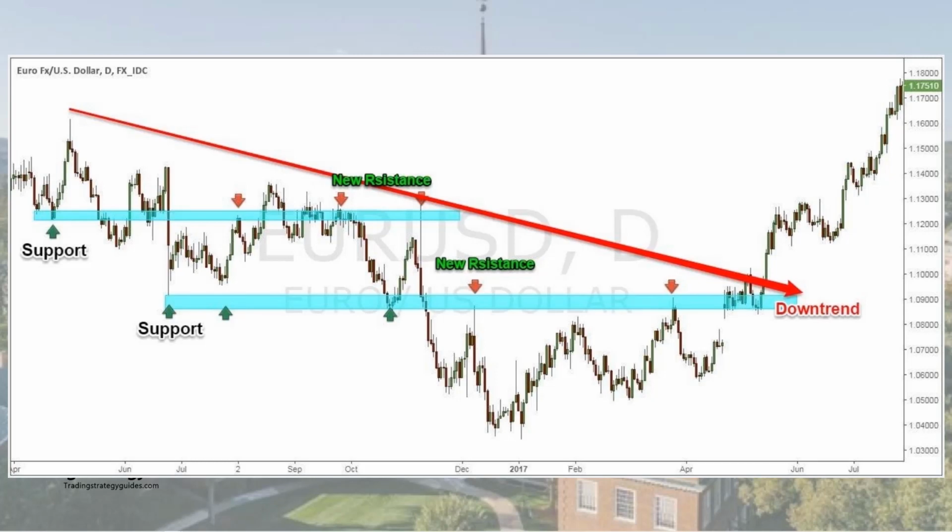Let's look through the support and resistance levels to see how they define the Euro USD trend. First, we start with a downtrend defined by a series of broken support levels. The downtrend is also composed of a series of lower highs and lower lows. In this chart, we've only marked the major support and resistance lines.